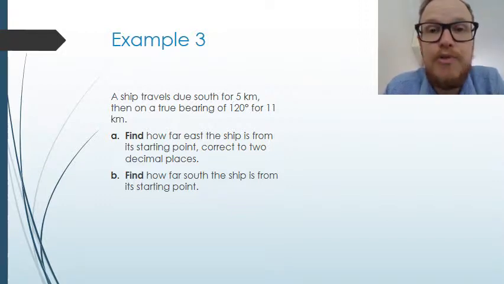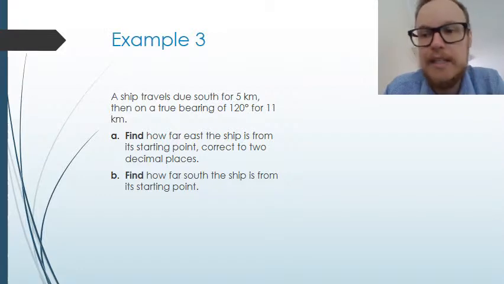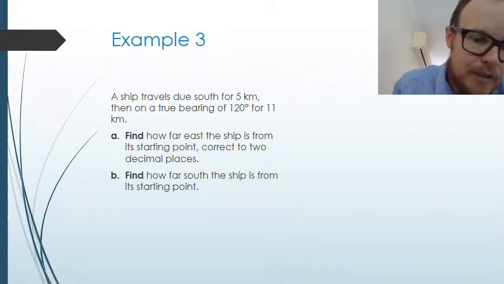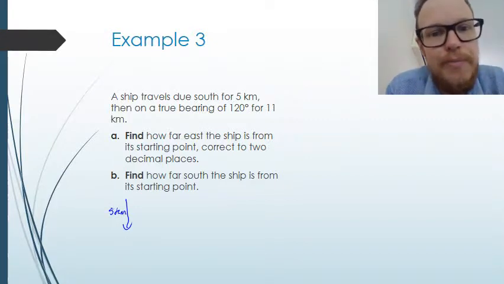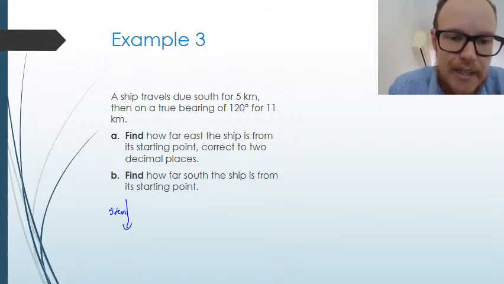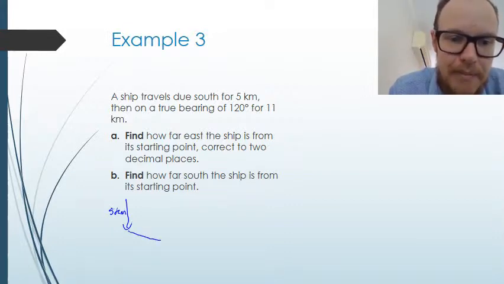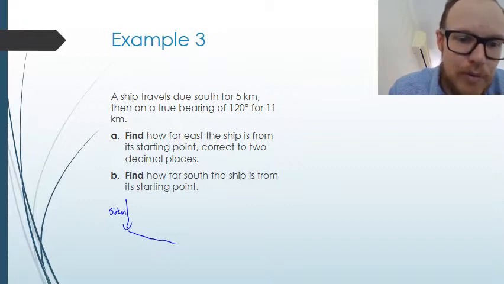So we've got a ship travelling due south for 5 kilometres, then on a true bearing of 120 degrees for 11 kilometres. So let's draw this as a diagram. We're going here 5 kilometres due south, and then a true bearing of 120 degrees. 90 degrees would be just straight out east, but we're going slightly more than that, by 30 degrees. So we're going down about this angle, maybe a little bit more, for 11 kilometres.